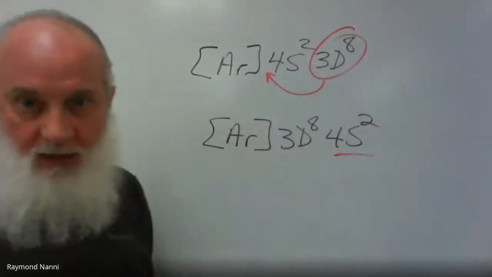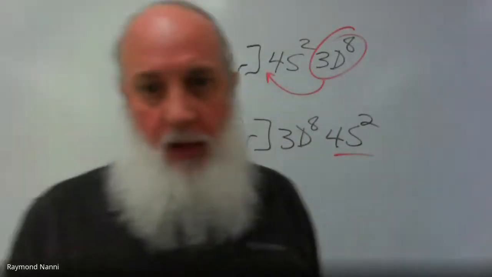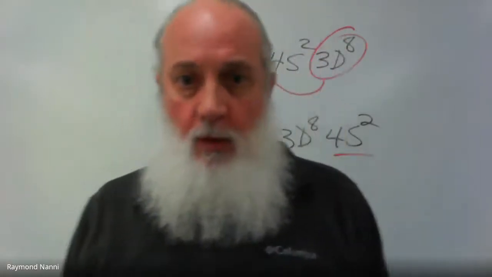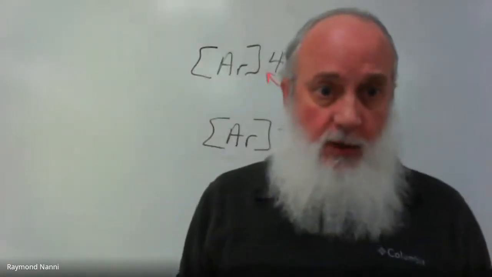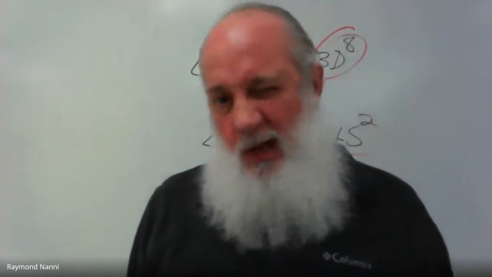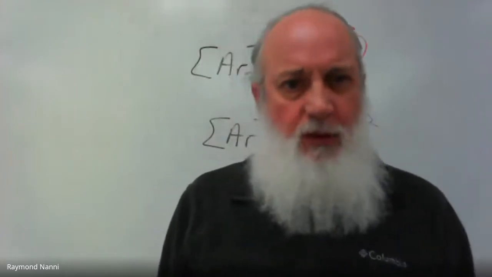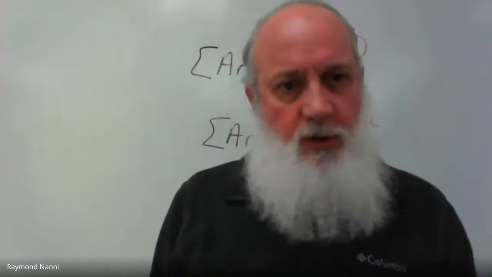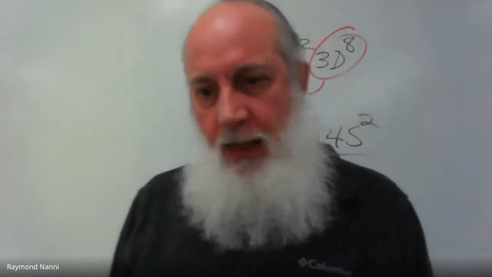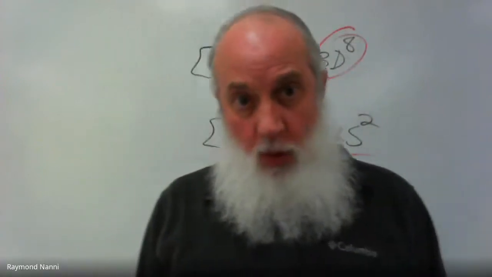Okay, so that's it. That is noble gas notation corresponding to electron configurations for any of the elements on the periodic table up to atomic number 57. We're not going to concern ourselves with F block. It starts to get a little too complicated there for the level we're at.